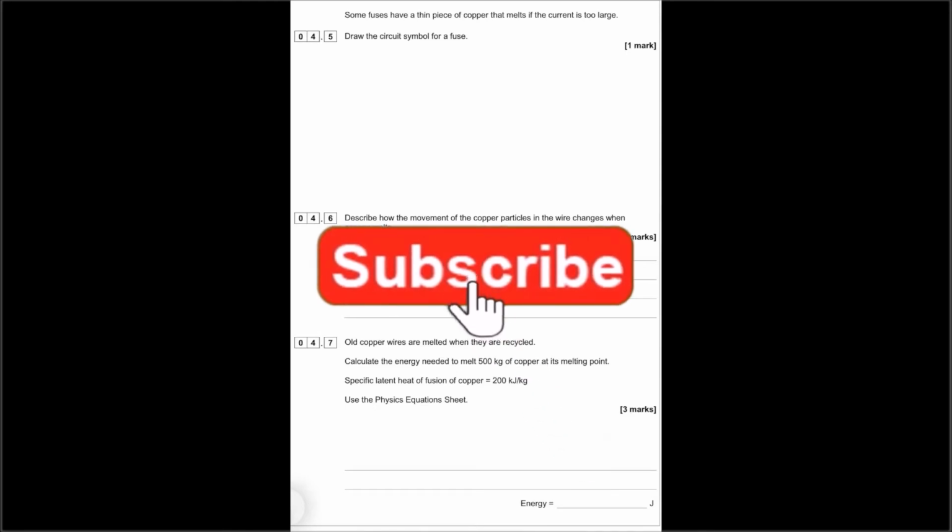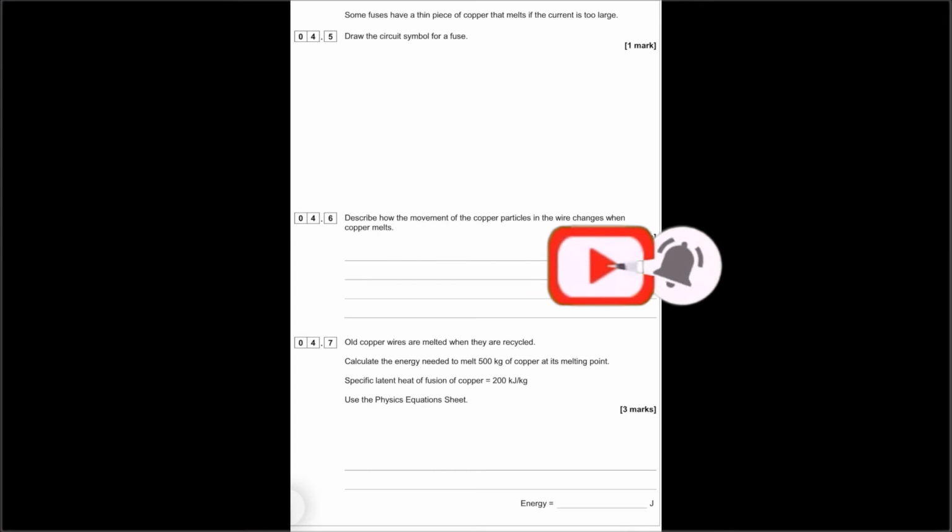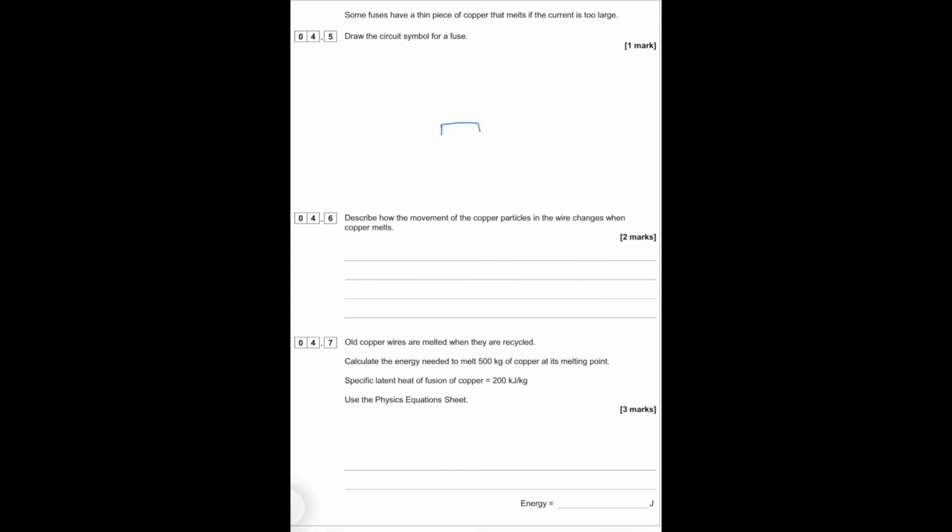Some fuses have a thin piece of copper wire that melts if a current is too large. Draw the symbol for a fuse. So a fuse is a rectangle with a straight line going through it. It's important to know your components.